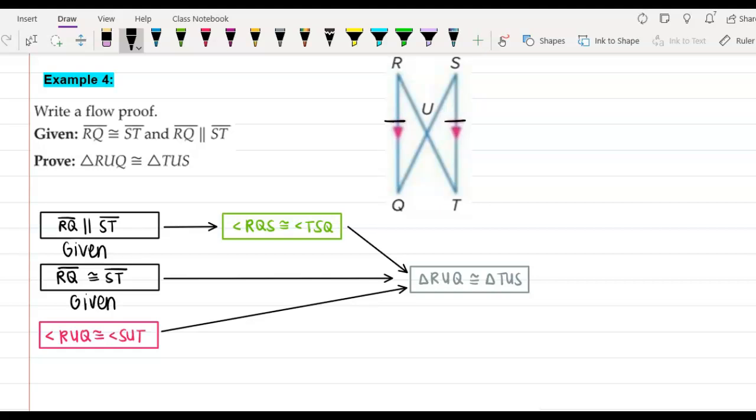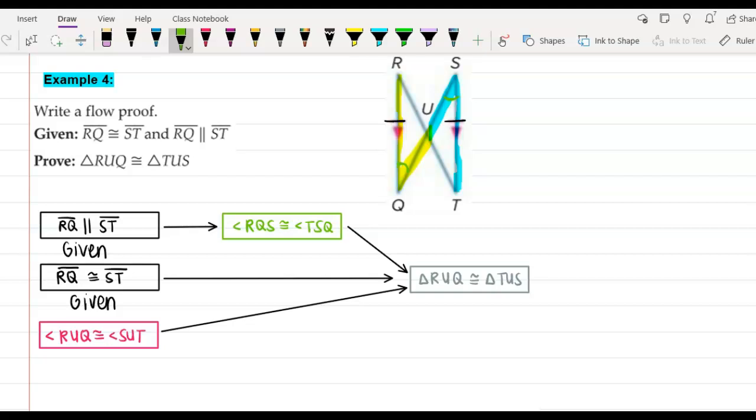Okay. All right, let's start with the green one. So it says RQS, so R to Q to S, that angle there, is congruent to TSQ, that angle there. That's interesting. So we have a few different options because they're not the same angle, so we can't use reflexive. They're not really even near each other, which can kind of be confusing.